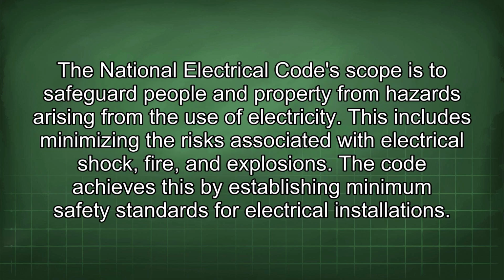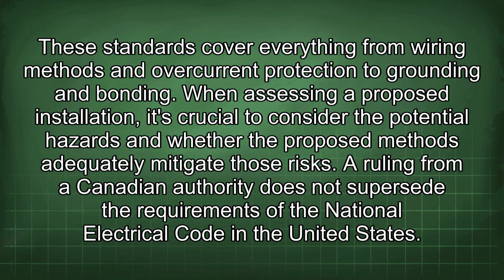The National Electrical Code's scope is to safeguard people and property from hazards arising from the use of electricity. This includes minimizing the risks associated with electrical shock, fire, and explosions. The Code achieves this by establishing minimum safety standards for electrical installations. These standards cover everything from wiring methods and overcurrent protection to grounding and bonding. When assessing a proposed installation, it's crucial to consider the potential hazards and whether the proposed methods adequately mitigate those risks.